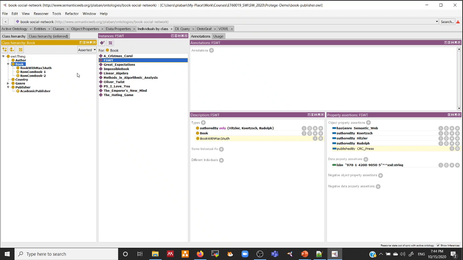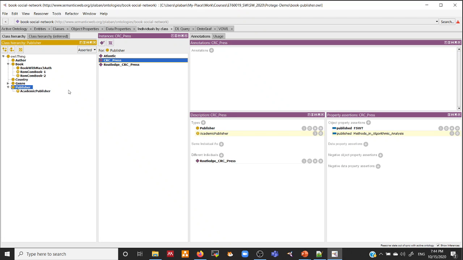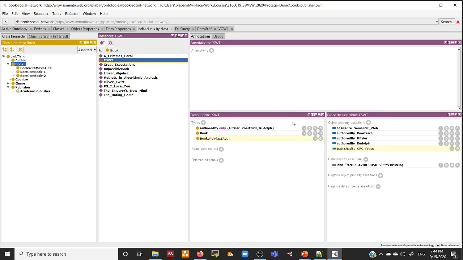Now let us look at other publishers. So okay, let us have this publisher. Now by the intuition, by the logic that we have followed, that we have started with this CRC Press, right? Now the CRC Press has published FSWT, right? And also this FSWT is having the genre to be semantic web, right? So this is what we have, right?